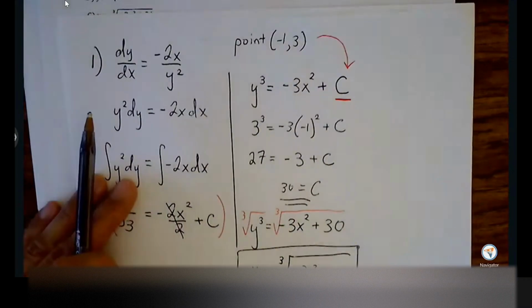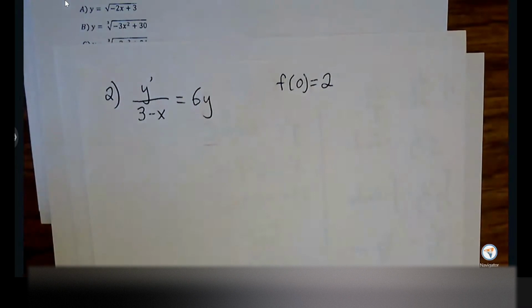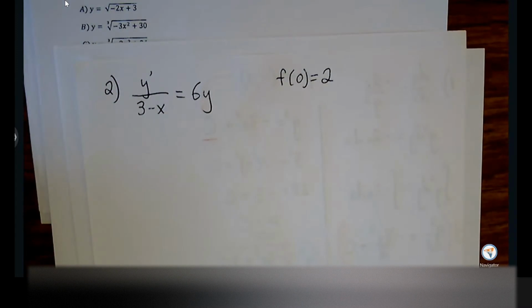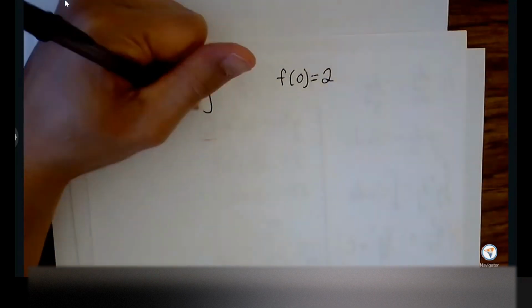Great. All right, okay, let's look at, let me put number 2 here. It's a little messier. Okay, y prime over 3 minus x equals 6y, and then our ordered pair is f of 0 equals 2. What can we do first? Should you put the 3 minus x on the right side? Okay, yeah, we can go ahead and do that. If you want to cross multiply, that's good.